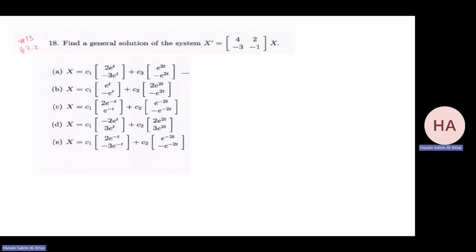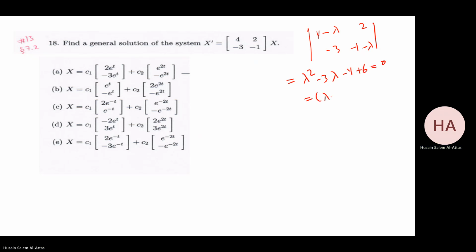Let me do this one, then I will stop. I have what? 4 minus lambda, 2, minus 3, minus 1 minus lambda. That will be lambda squared, minus 3 lambda, minus 4 plus 6 equals 0. Lambda, this is plus 2. So I have lambda minus 2, lambda minus 1.